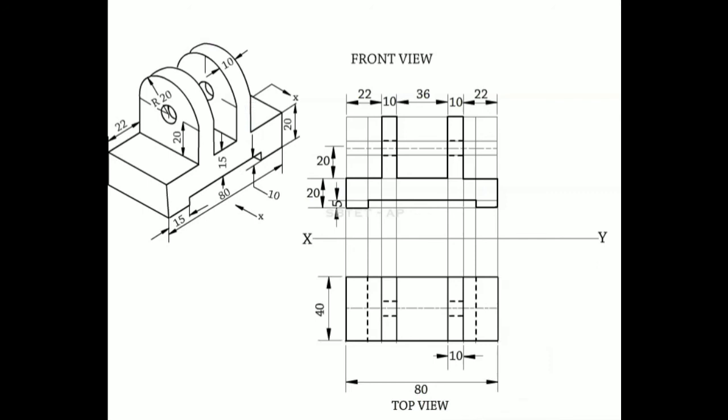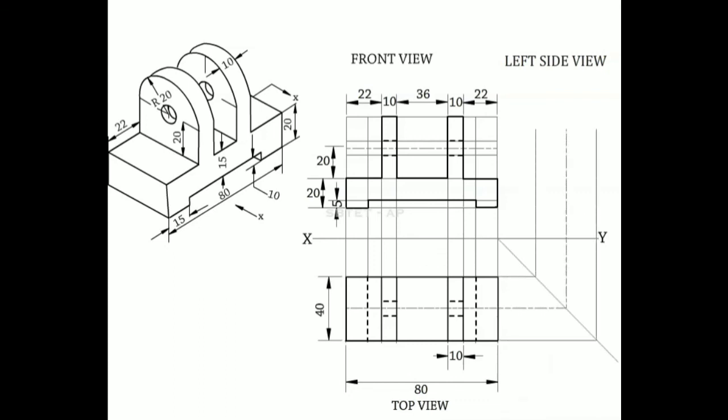And in the top view also, the vertical flange portions will be seen as a rectangle of size 40 mm by 10 mm. Left side view will come to the right of front view and hence appropriately draw the miter line and draw the projectors and complete the left side view. The groove portion will be seen as a dotted line in the left side view. Show the dimensions appropriately.